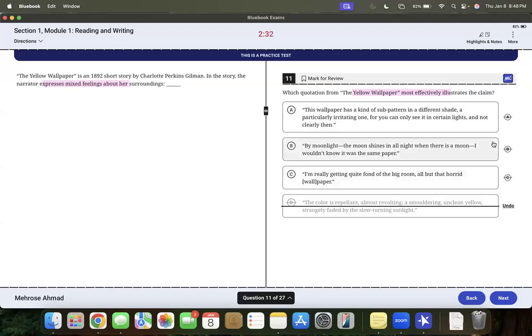B, by moonlight, the moon shines in all night when there's a moon. I wouldn't know the same paper. This doesn't really talk about feelings at all. A, wallpaper has a kind of sub pattern, particularly irritating. Again, not mixed feelings. C is the best answer.